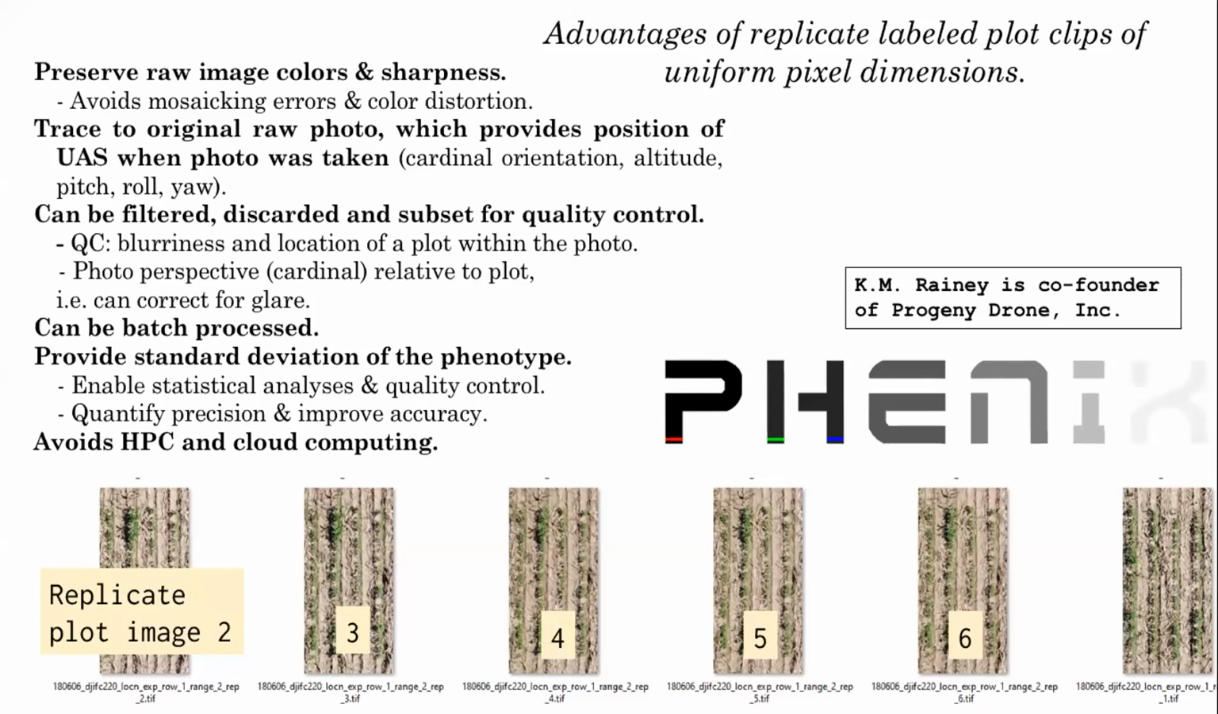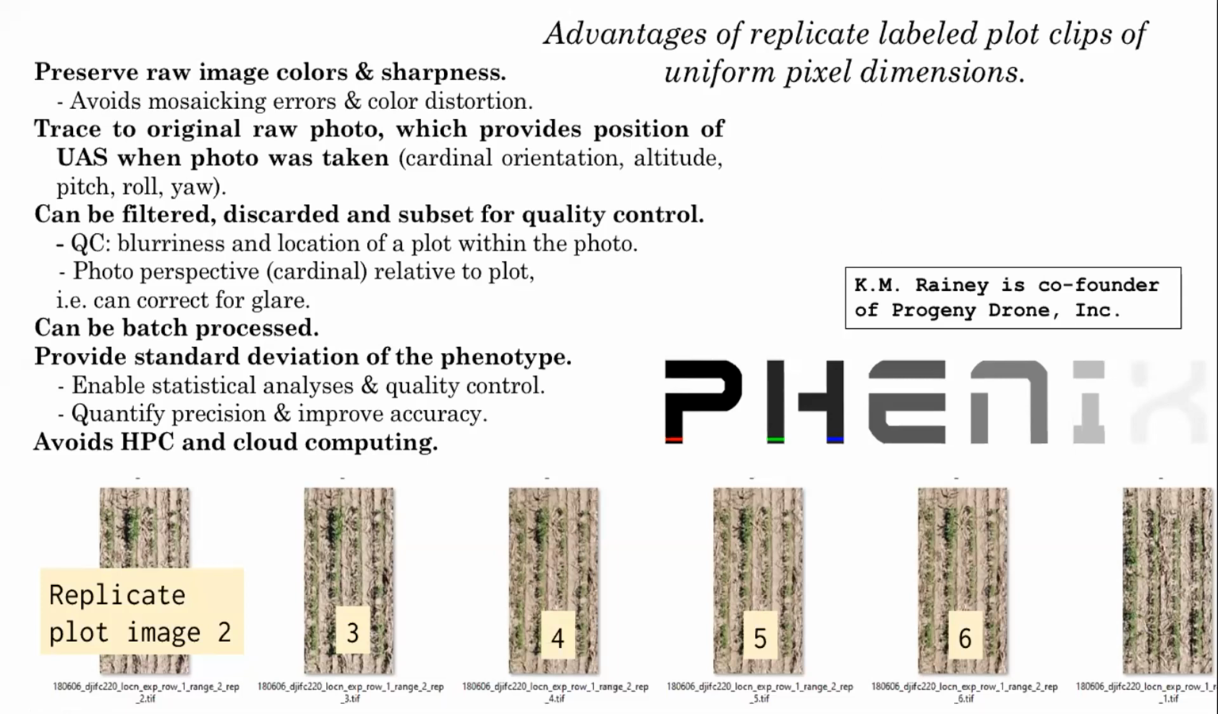Plot clips can be batch processed because they're labeled the way they are, and they can give you a standard deviation of your phenotype, which is going to give you some statistical analyses options and quality control, etc. The other thing that's nice is that the plot clipping approach, at least as Phoenix enables, avoids high performance computing and cloud computing. So with the Phoenix software, you can derive these plot clips without any kind of uploading your data to the cloud and waiting for it to be processed.